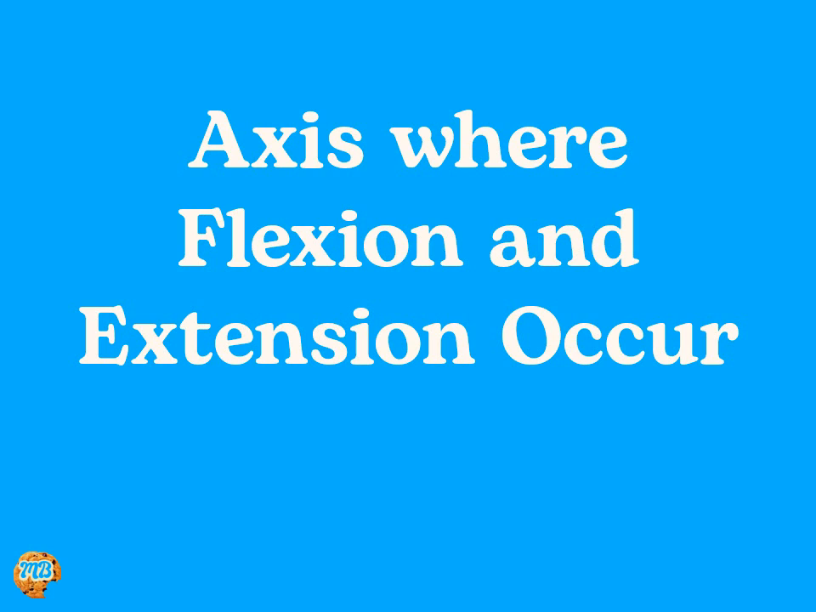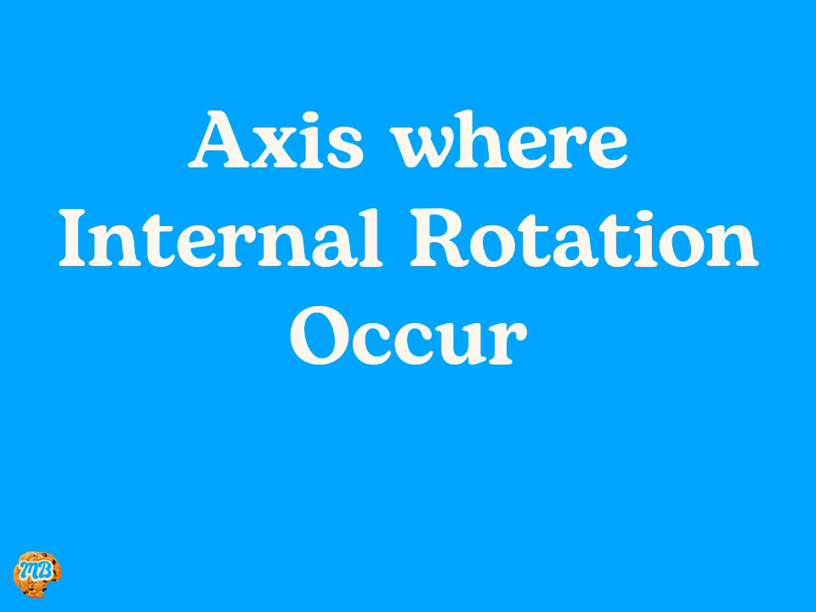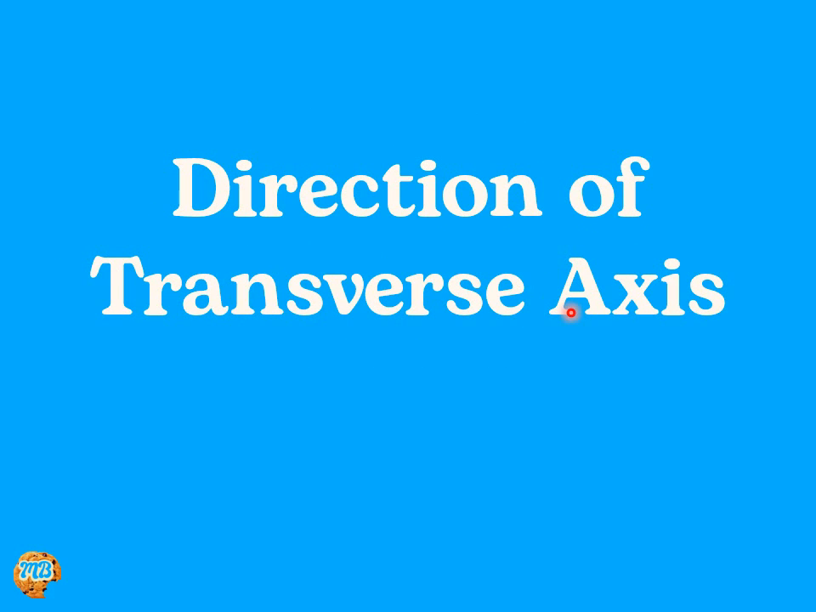The axis where flexion and extension occur, that is the transverse axis, or the mediolateral axis, or the horizontal axis. They all mean the same thing. The axis where internal rotation occurs, that is the longitudinal or vertical axis. The direction of the transverse axis, that is the mediolateral axis. So it's a rod that cuts from the left hip to the right hip.